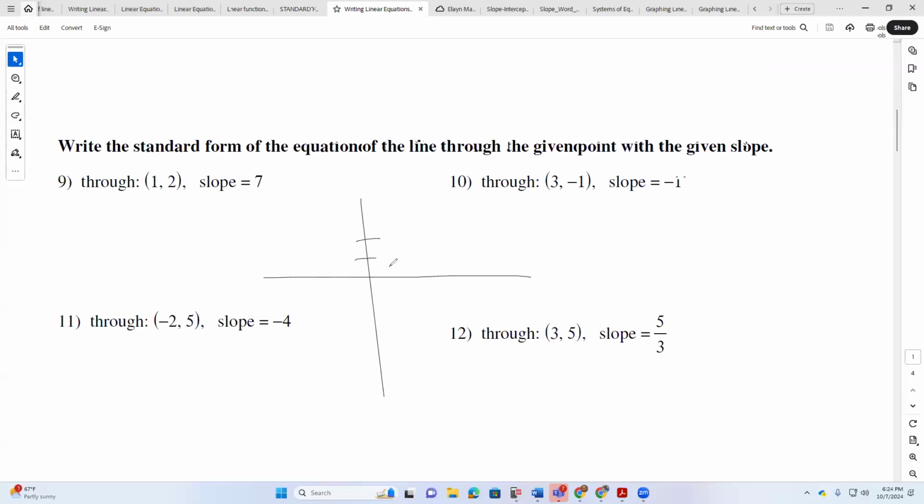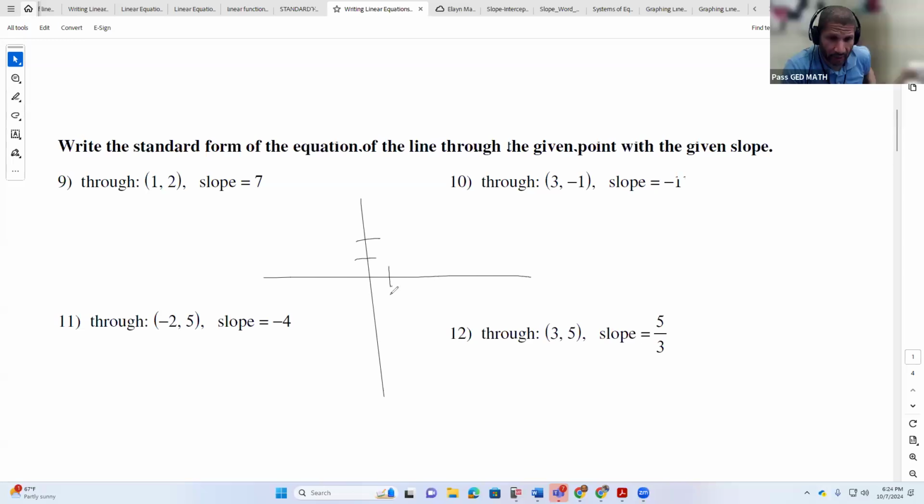X is 1, y is 2. So we have the first point. My slope is 7, which is 7 over 1. That means I'm going to go up 7. My y is going to change by 7 and my x is going to change by 1. If this goes up 7, we're at 9, and go over 1, it's going to be right there, so 9, 2. But hold on, Mr. Tinsley, that isn't giving us the y-intercept. You're right. I'm just explaining the information to understand it.